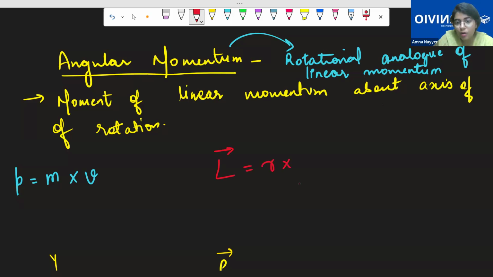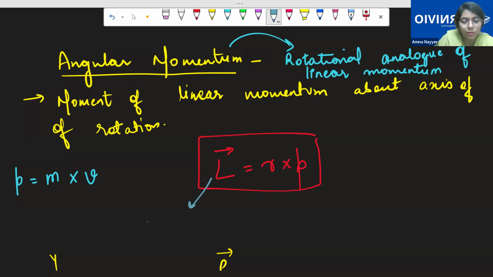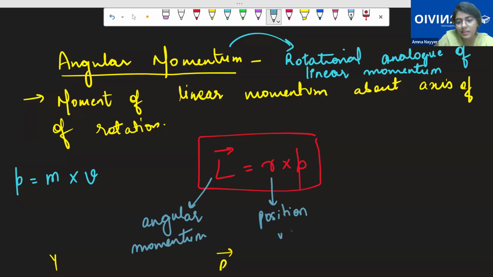And this is R cross P. The way torque was R cross F, rotational force was R times the linear force. Similarly, this is your angular momentum. L is basically the angular momentum. R is the position vector, the perpendicular distance. While this P is your linear momentum, which you have already studied.